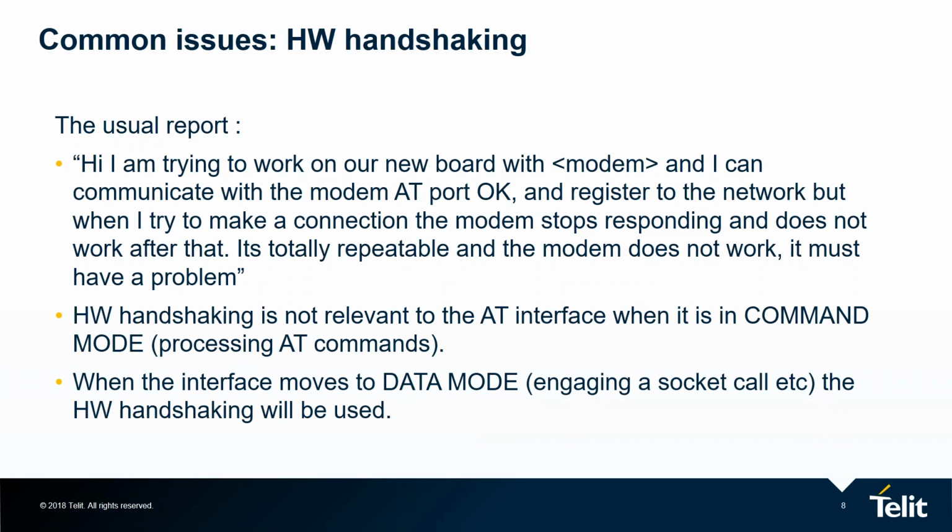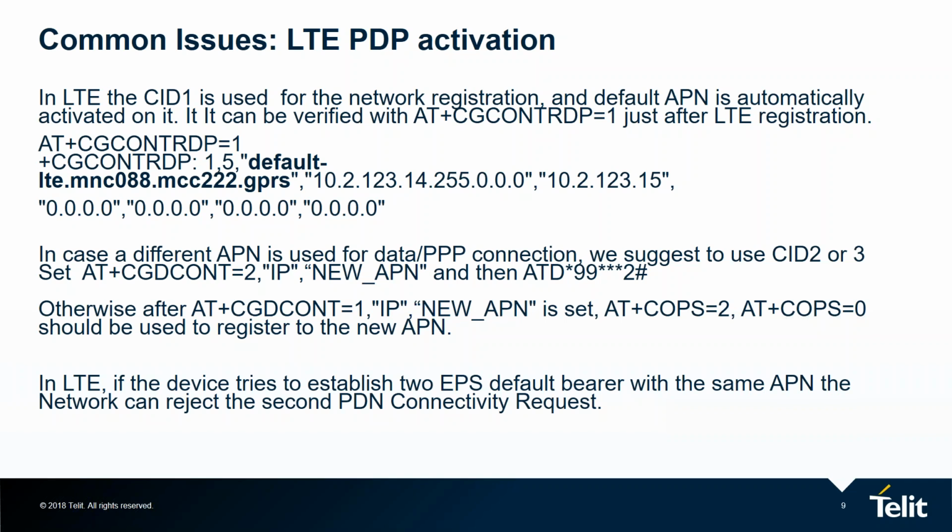The next point is about the PDP activation in 4G, and this became a little bit different to what was happening in 3G and 2G. And really the first context, what we define, the first APN, it's used for the actual network registration, and the default APN can be automatically activated on it. So you're able to check this after you've actually registered.